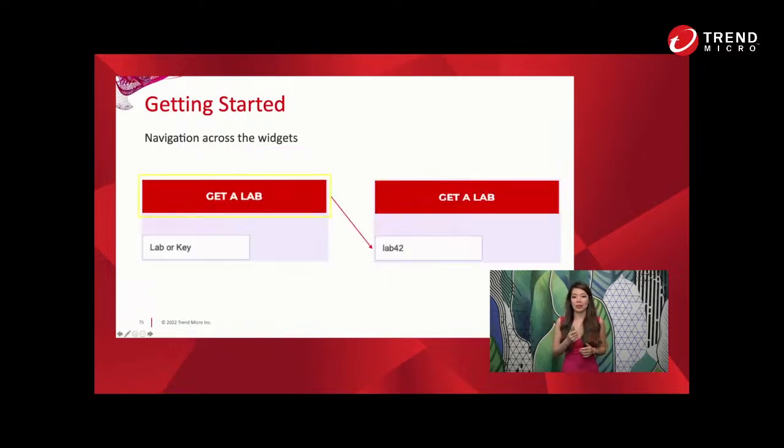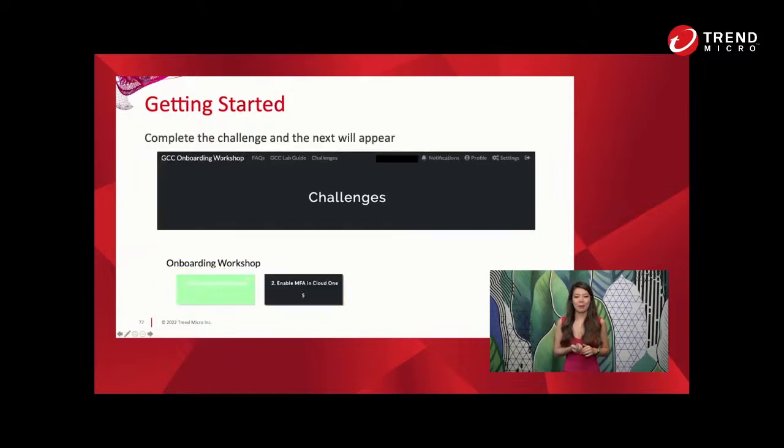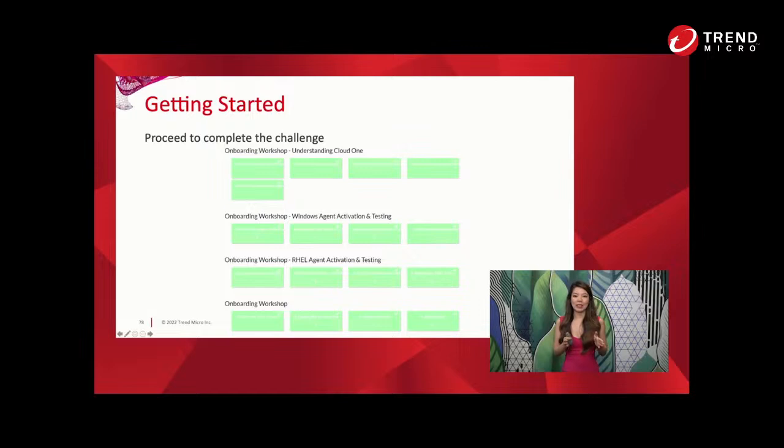Cool. Now, how you can do navigation across the widgets. Firstly, you have to get a lab. So by clicking on the lab key button, you'll be issued a key, and that's the lab ID that you'll be using for the lab environment. And now you can start a challenge anytime by clicking on the first challenge. So the challenge works this way. You will not be able to unlock new challenges until you clear the previous challenges. So in this case, you are not able to skip ahead and do the challenges that you want to do. In total, you will have to clear 17 challenges.